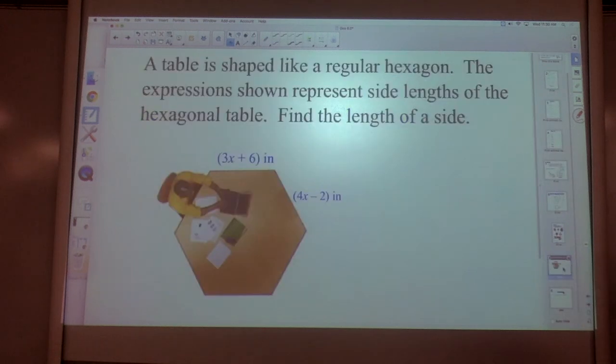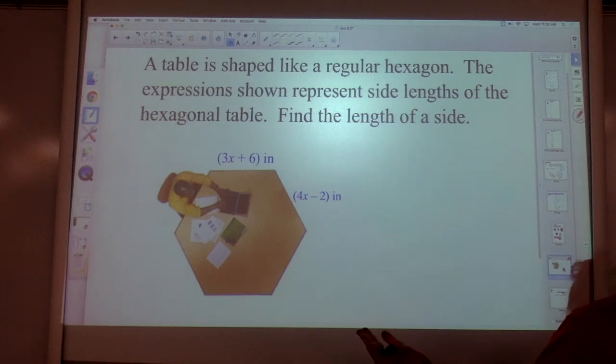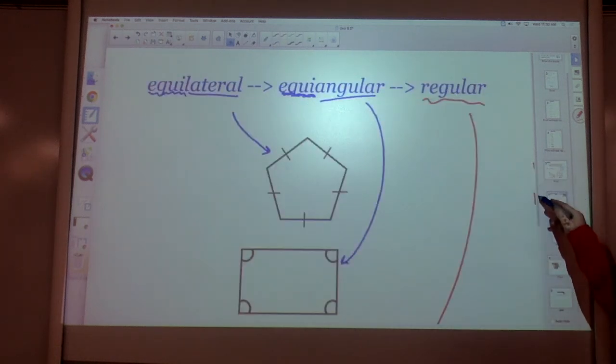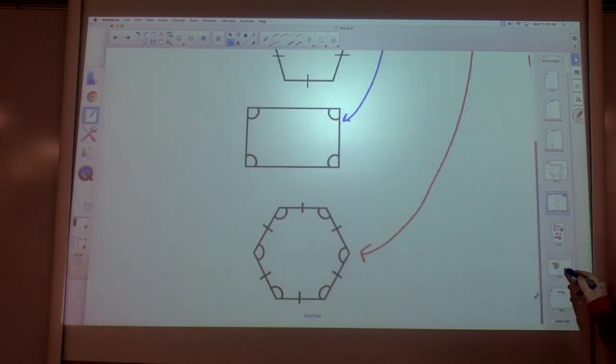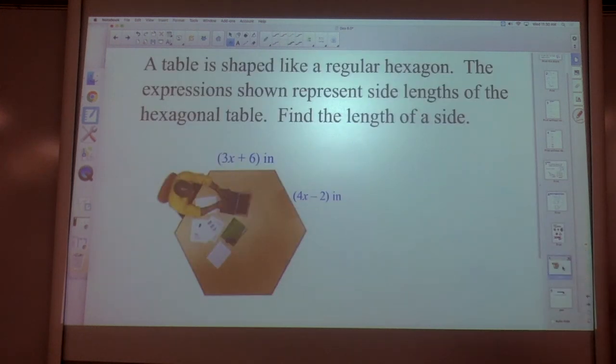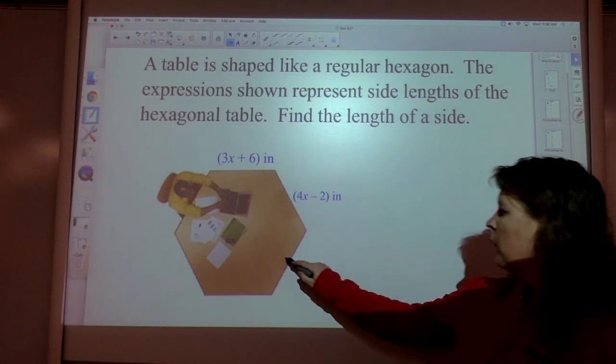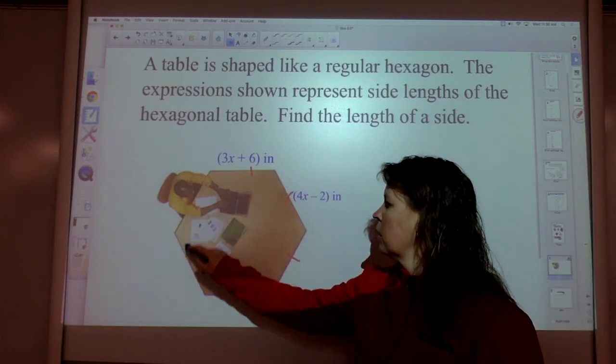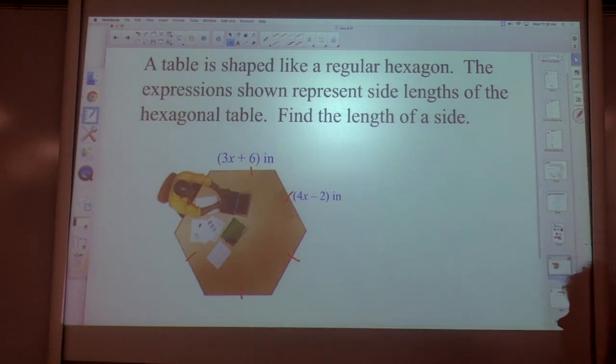All right, let's finish these up with a word problem. A table is shaped like a regular hexagon. So here's where your vocab comes into play. They're not going to explain it every time. Regular hexagon means that you have all sides and all angles are congruent. The expressions shown represent side lengths of a hexagonal table. Okay, so he's sitting at a hexagonal table. We know that it's regular, so all sides are congruent. We probably don't even care about the angles right now. They just want to know find the length of a side.